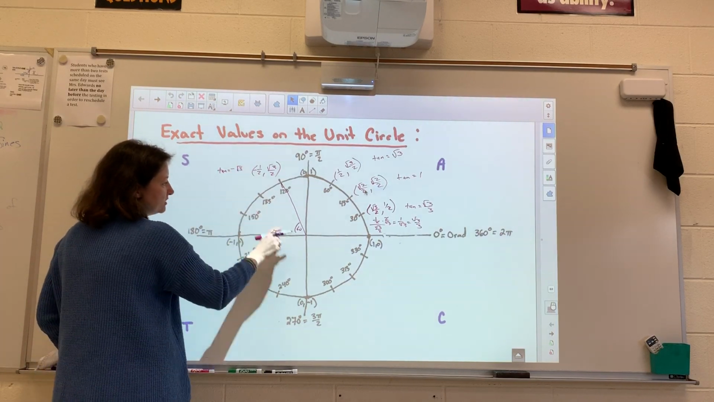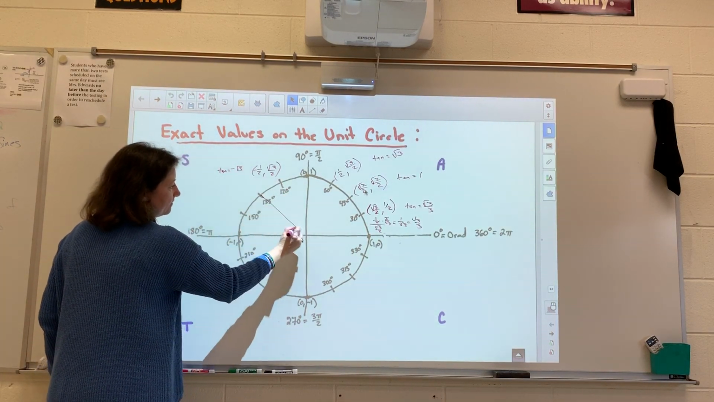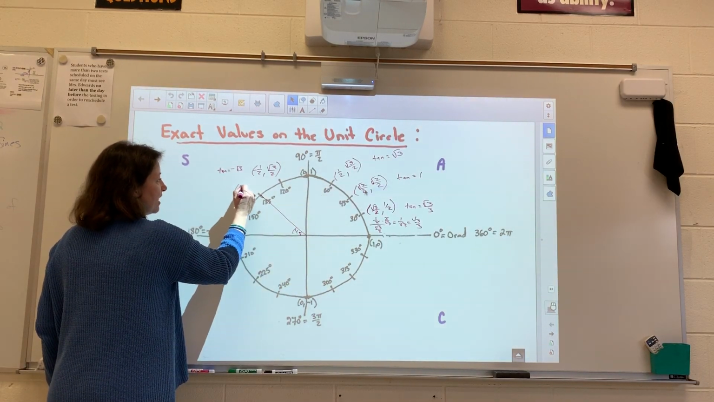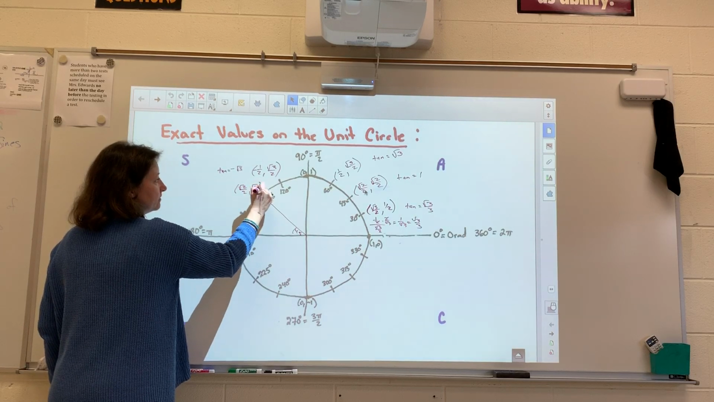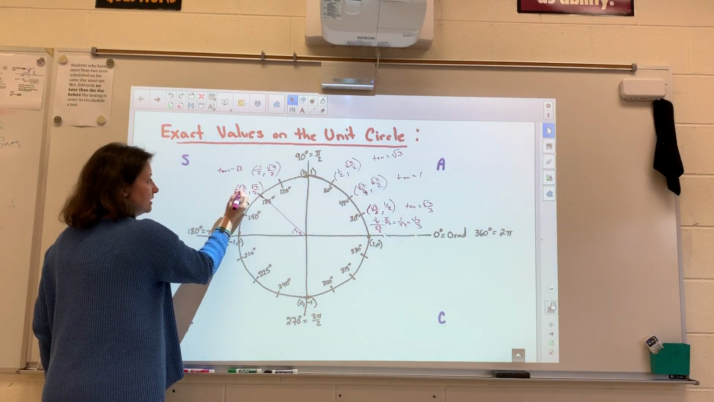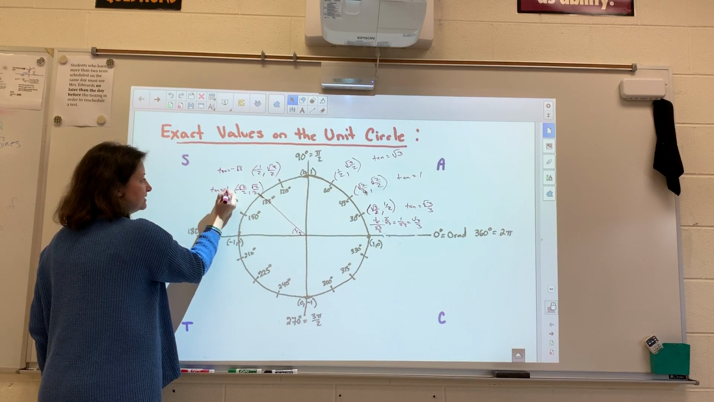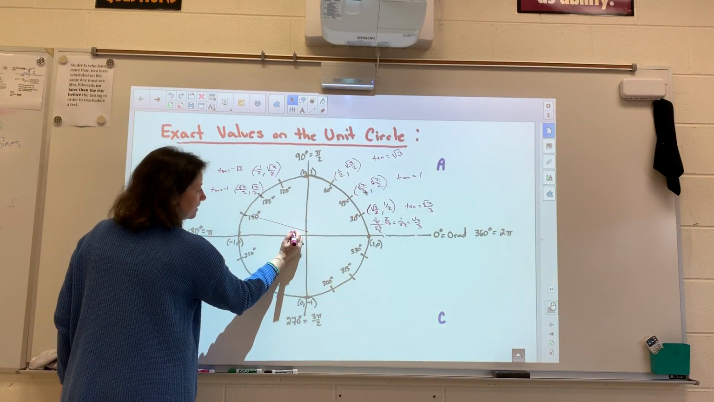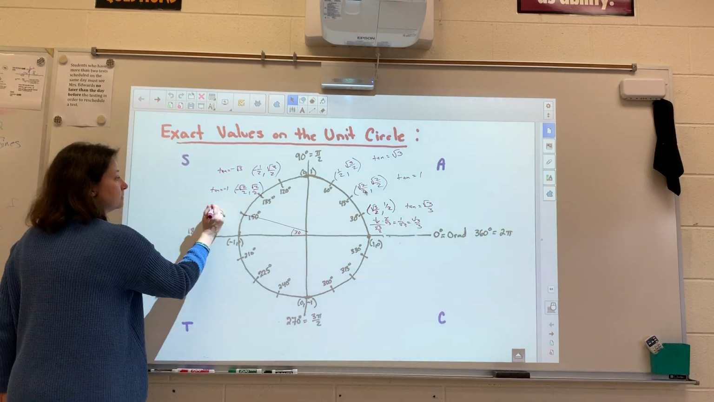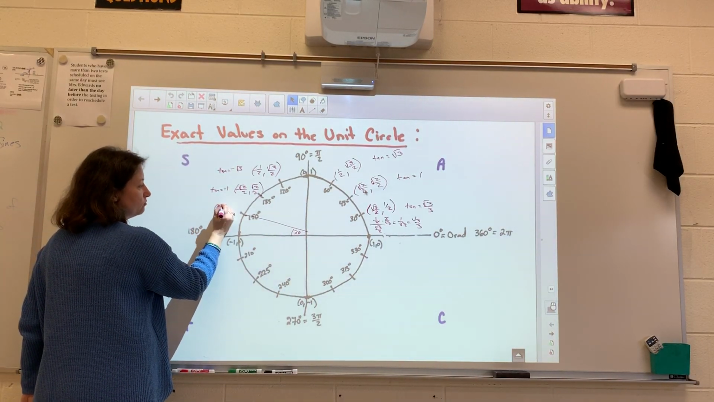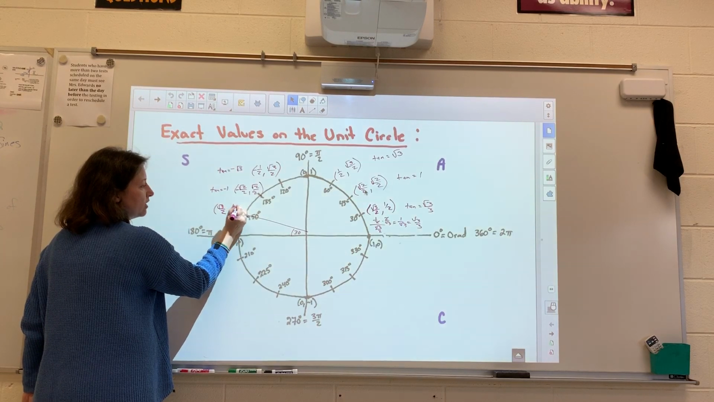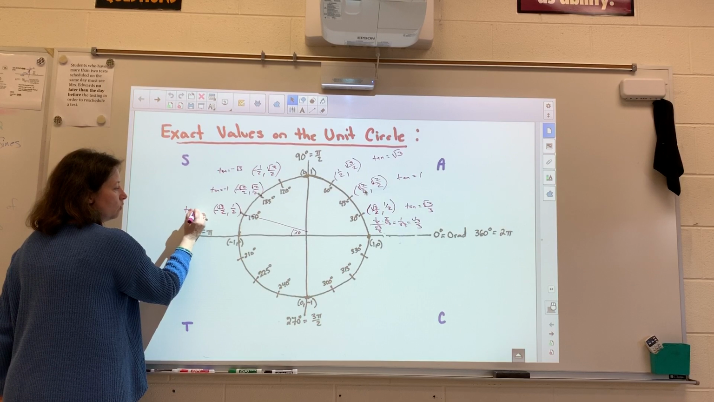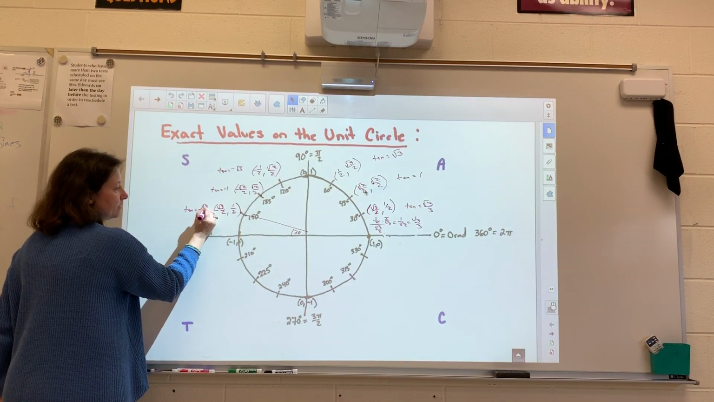Good. What's the reference angle for 135? 45. So it's the same values as 45. Who's going to be negative? The x. Good. Tangent will also be negative, and that's negative 1. And then finally, what's the reference angle for 150? 30. So cosine of 30 is root 3 over 2. Sine is 1/2. Which one's going to be negative over here? The x is. And tangent will also be negative root 3 over 3.